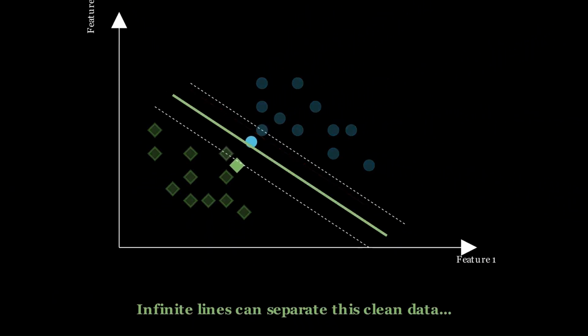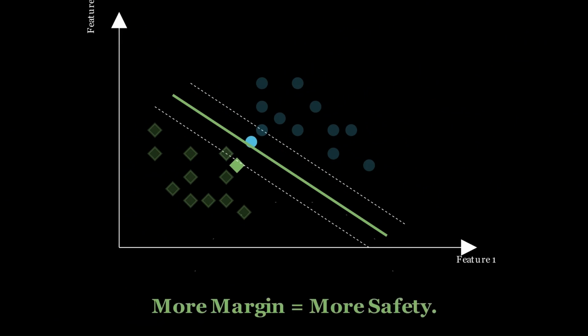But notice something important. The wide margin boundary survives because it started with extra space. Small changes in the data don't immediately break it. The corridor absorbs the shock. And that's exactly what we want from a machine learning model. A larger margin means greater tolerance to noise. Greater tolerance to noise means better generalization. And better generalization means better prediction on data that the model has never seen before.